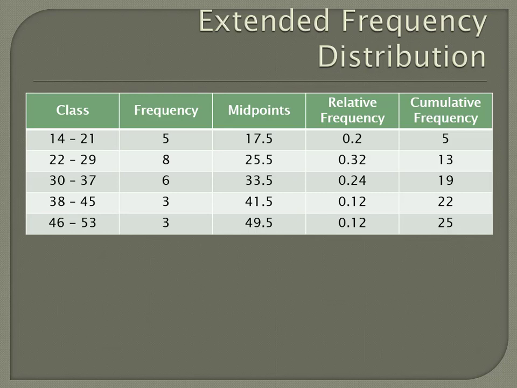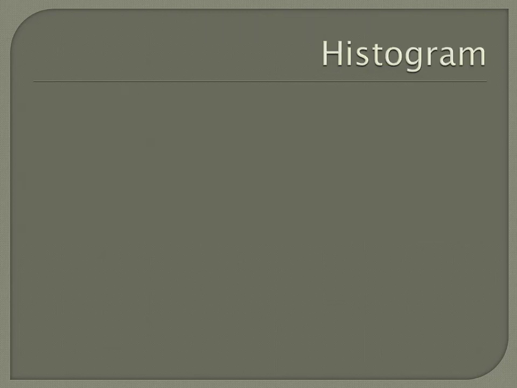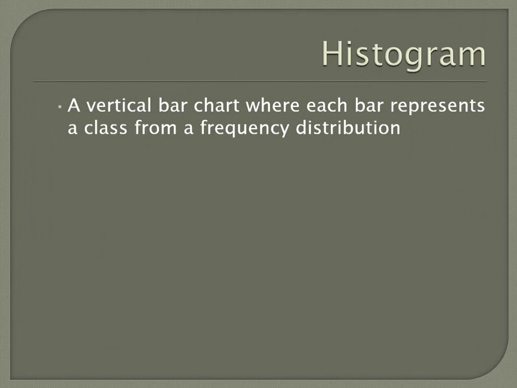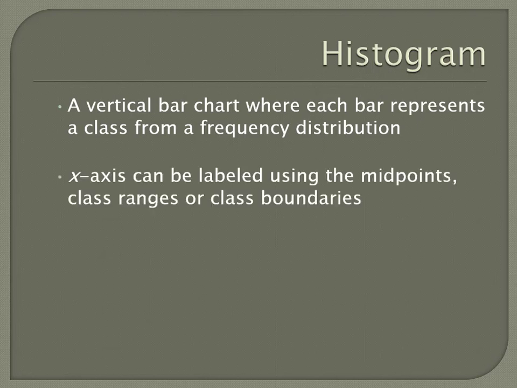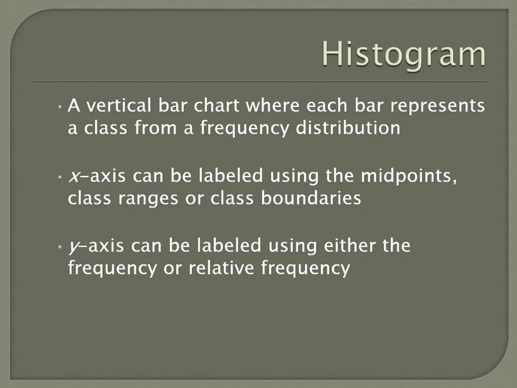Next, when it comes to graphing frequency distributions, we have a particular type of graph that we exclusively use, and that's called the histogram. The histogram is a vertical bar chart where each bar represents a class from a frequency distribution. The x-axis can be labeled using the midpoints, class ranges, or the class boundaries. And the y-axis can be labeled using either the frequency or the relative frequency.